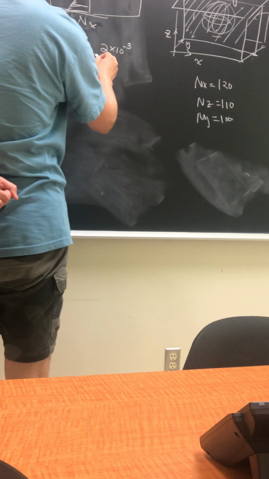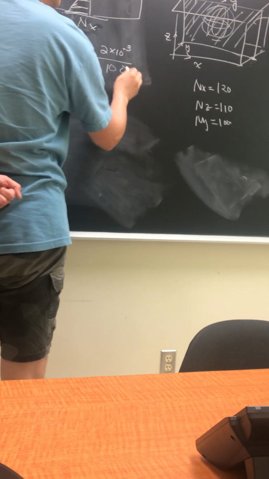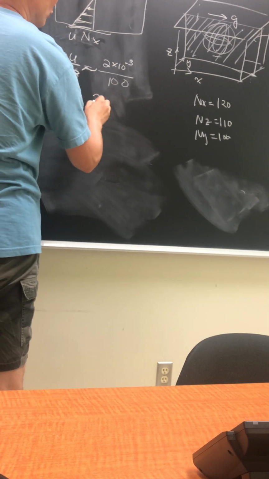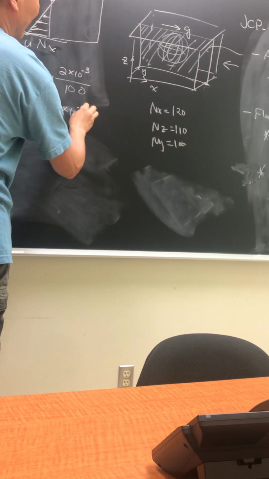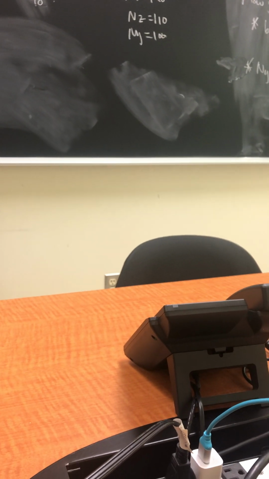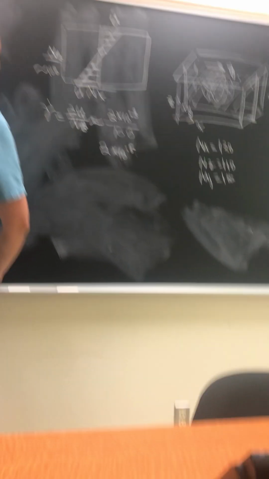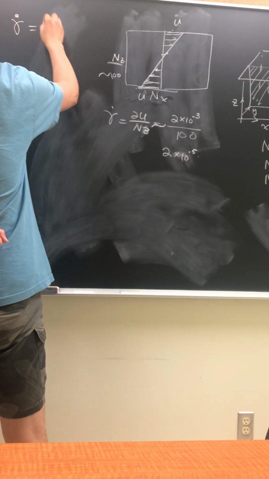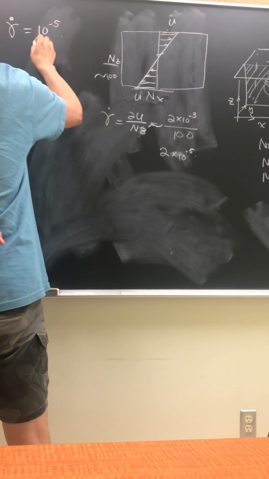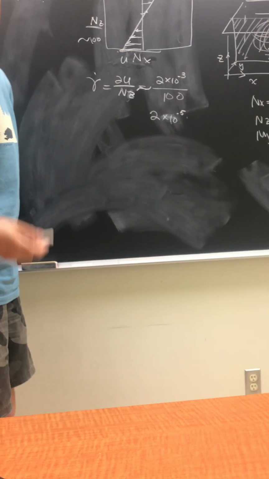If we want u to be around 10 to the minus 3, and here it will be 100, that means twice 2, 10 to the minus 5, something like that. That gives us an idea of how much we should put for gamma. Let's say it is 10 to the minus 5, and we can always change it.